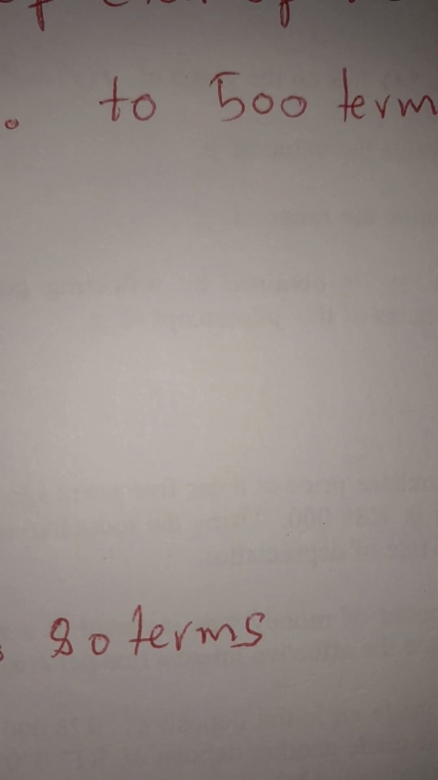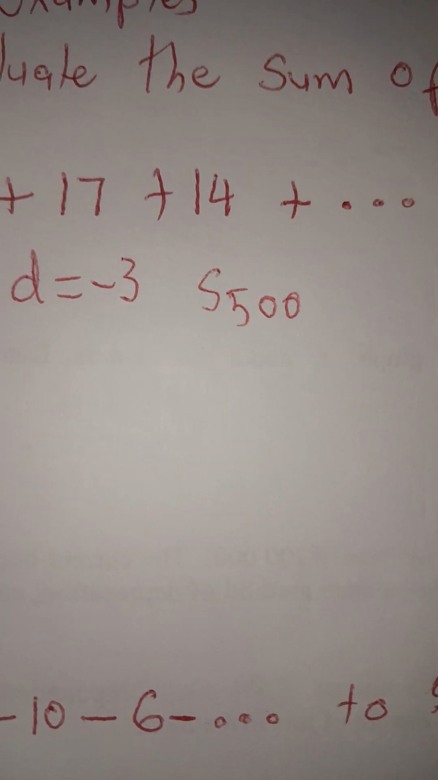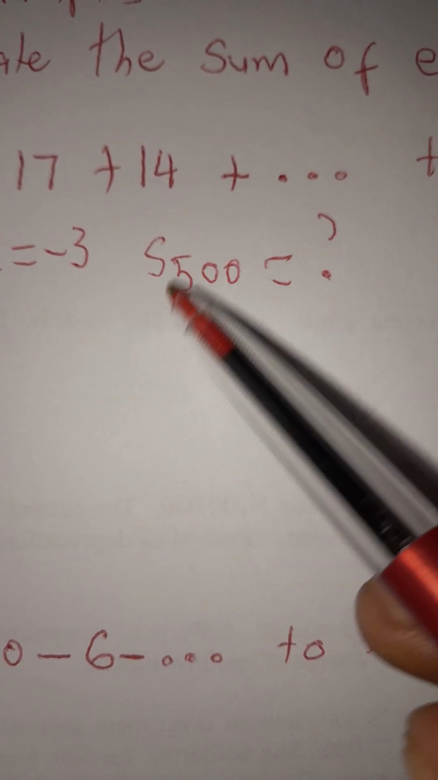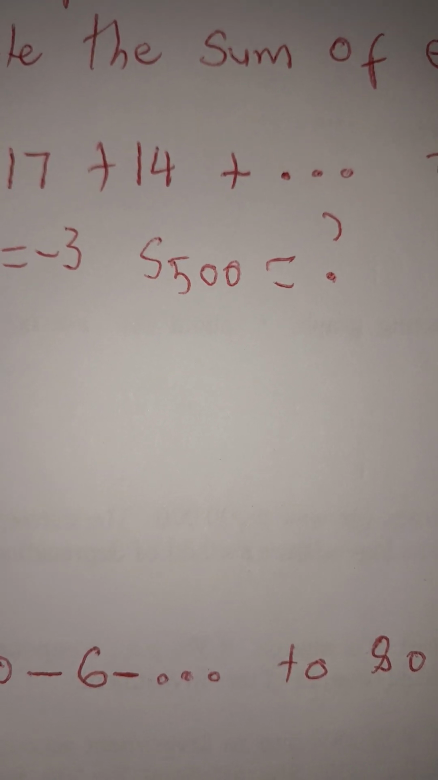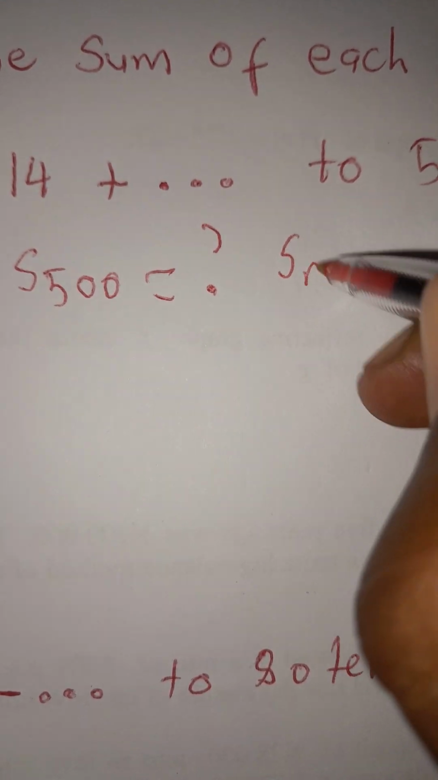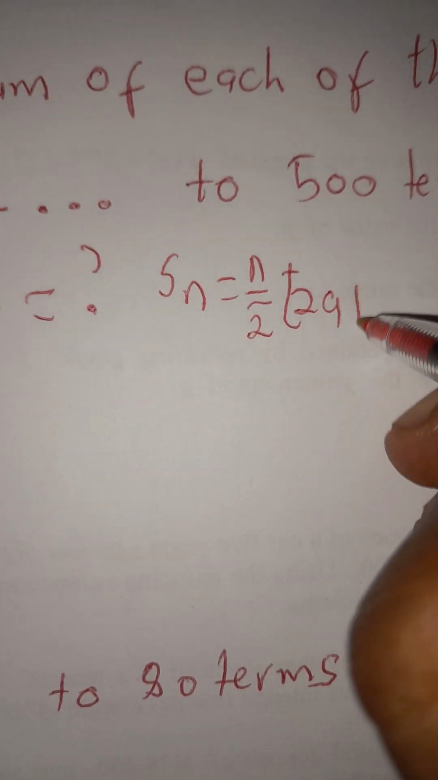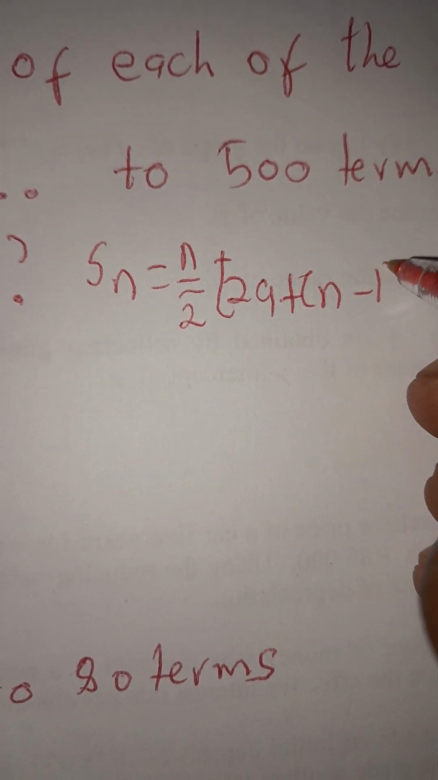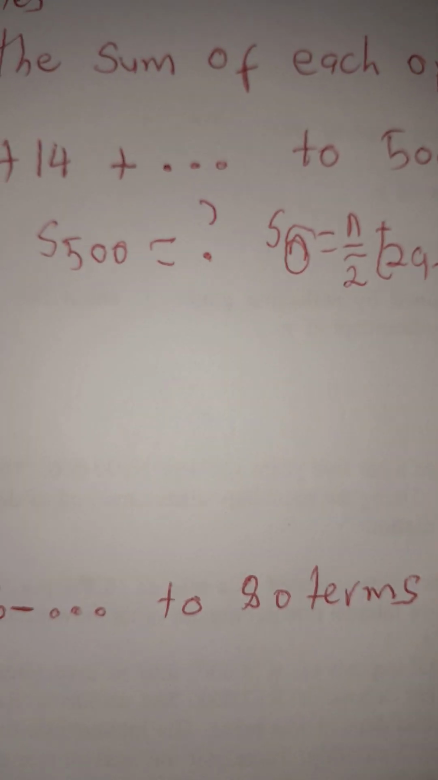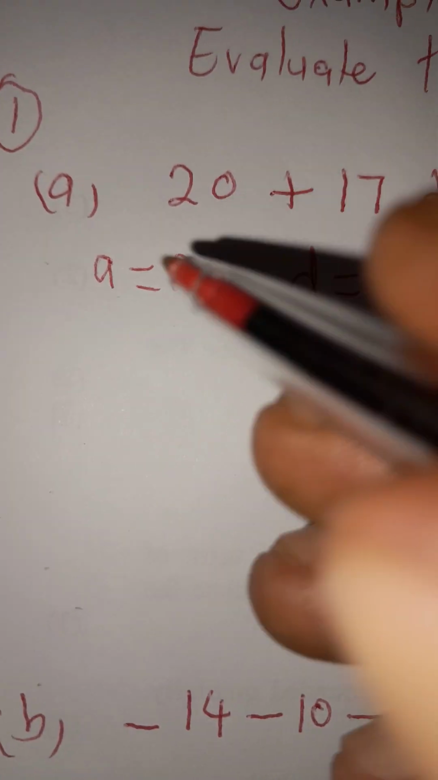Then they said to 500 terms, meaning that we do know the number of terms that we are going to calculate. They are 500, but we don't know the sum. We do know n in this case. Remember that when you're using the formula, it's always Sn equals n over 2 times (2a plus (n minus 1)d). So in this case, we know n is 500 terms. They said we need to evaluate the sum of 500 terms. So let's put this into practice, okay?